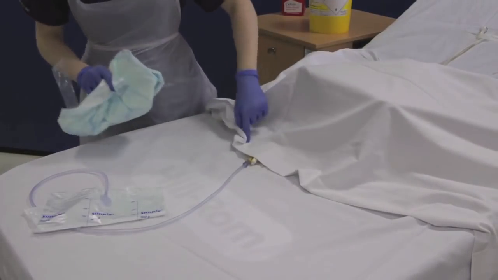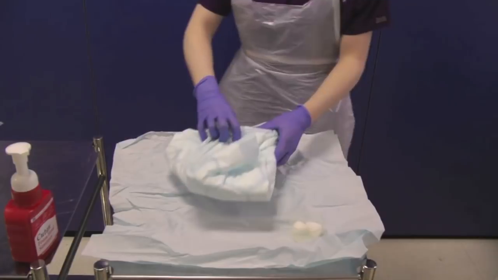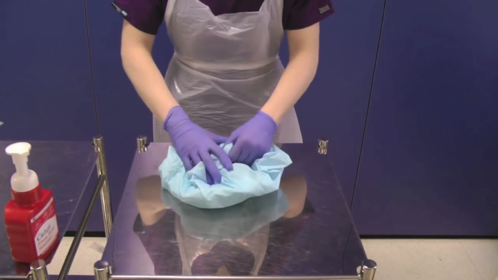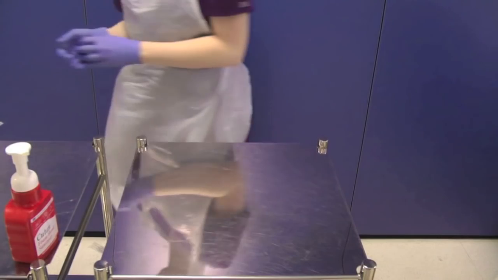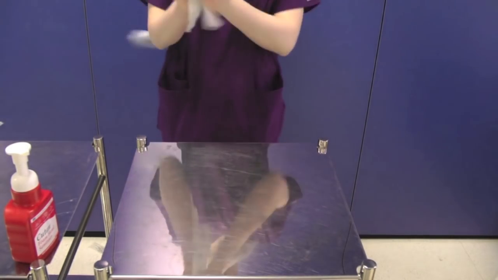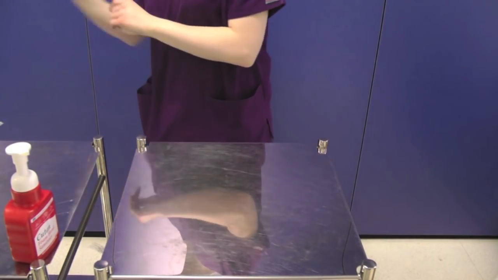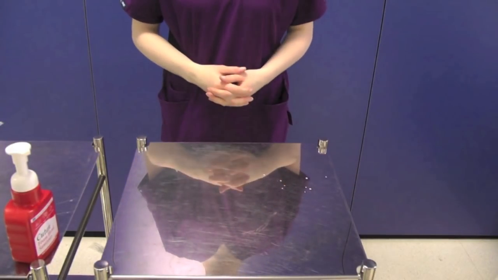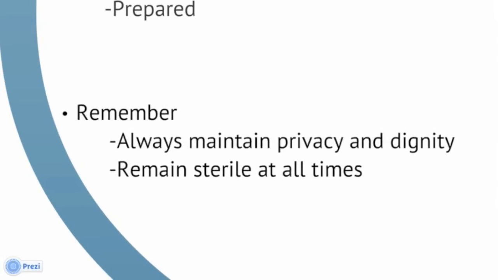Cover up the patient and return to your trolley. Wrap up and dispose of any remaining clinical waste. Remove your gloves and apron and decontaminate your hands. Remember, always maintain privacy and dignity of the patient throughout this procedure. There are a large number of steps involved in catheterisation. However, you should concentrate on remembering that the aim is to remain sterile at all times to reduce the risk of infection to the patient.